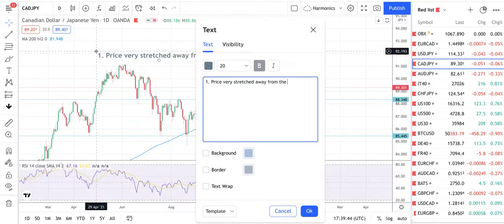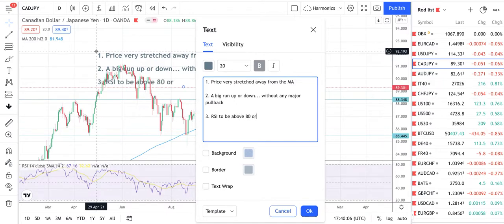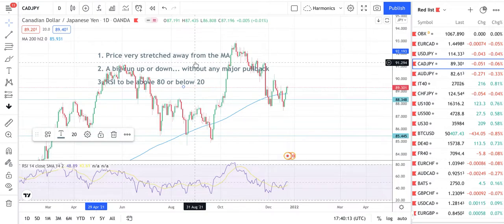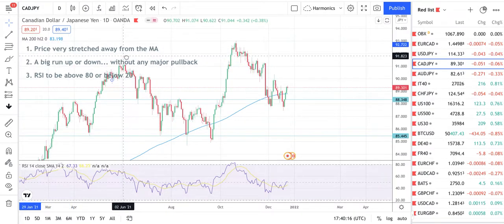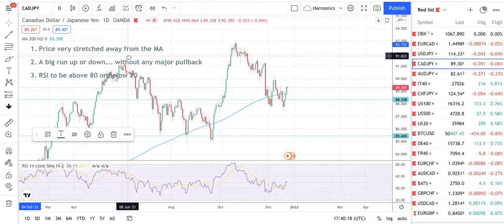Now the 3 conditions that I want to have is, the first one is price very stretched away from the moving average. Secondly, a big run up or down without any major pullback. And third, RSI to be above 80 or below 20. These are the 3 rules that we're going to use to enter the trade.